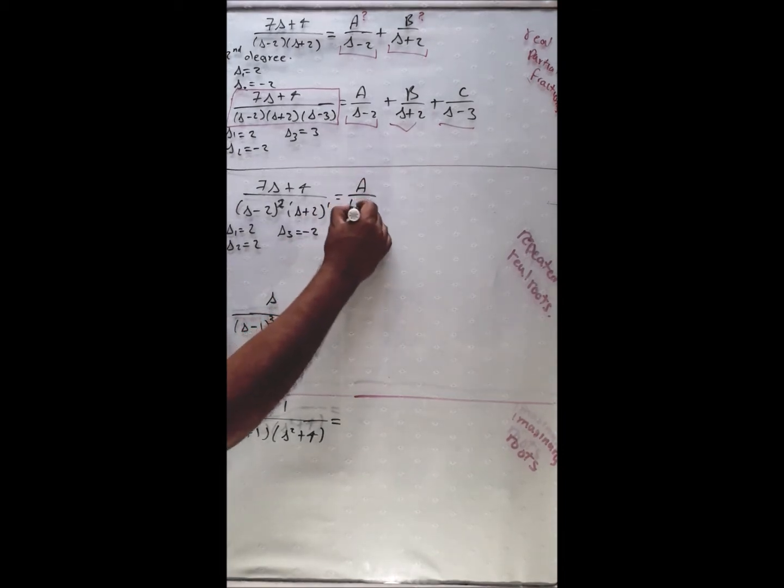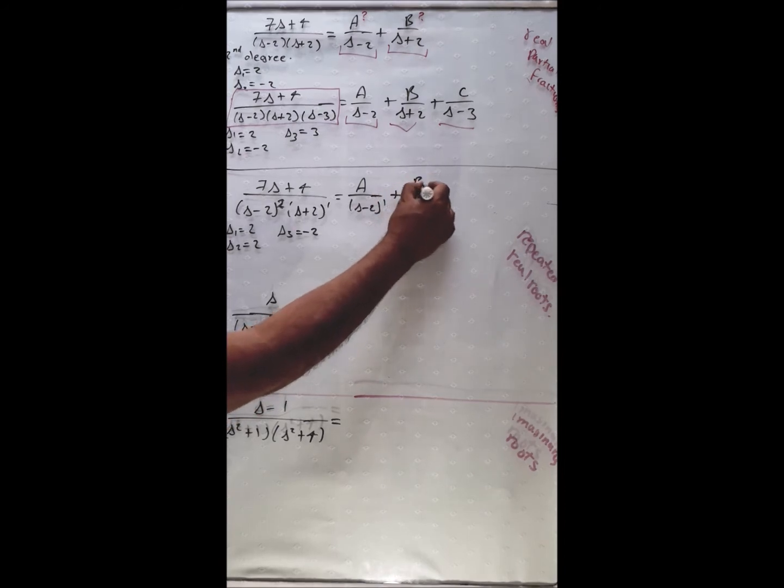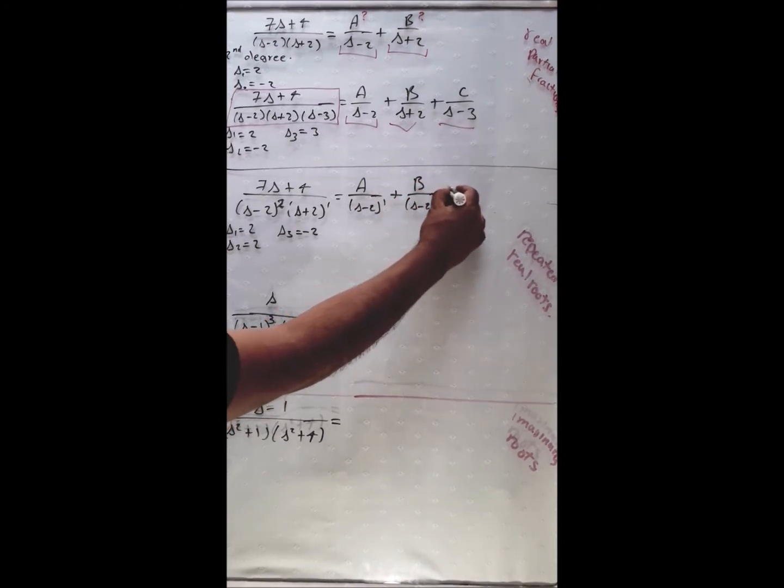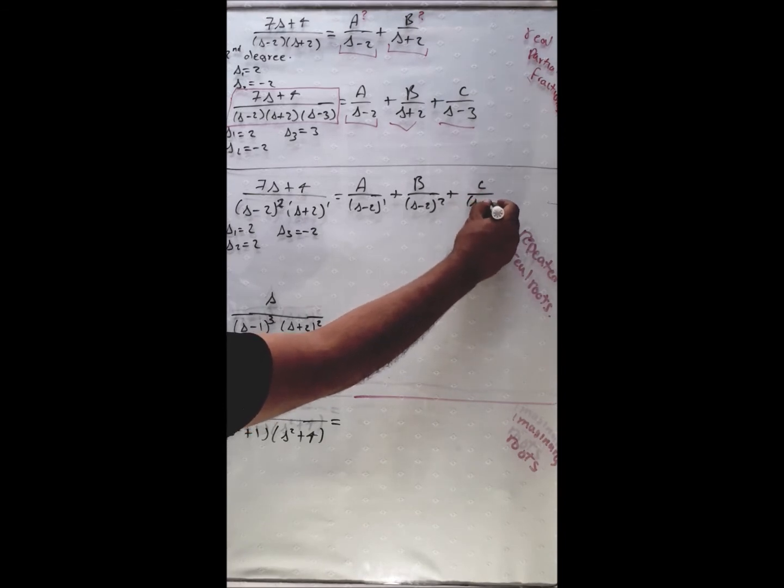Now let's see what happens when you have real but repeated roots. Okay, now here's this example. Here, s minus 2, the root is actually s1 equal to 2, but s2 is also equal to 2 because it is twice here. You have a repeated case. Okay, the third root will be s3 equal to minus 2. That is this root. Okay, now the partial fractions will be something like this. It's going to be a over s minus 2 to the power of 1 plus b over s minus 2 squared plus c over s plus 2.